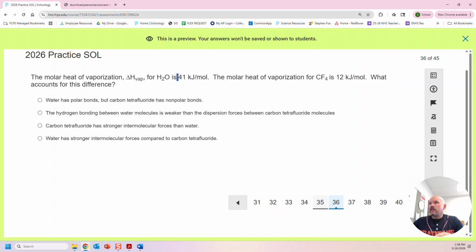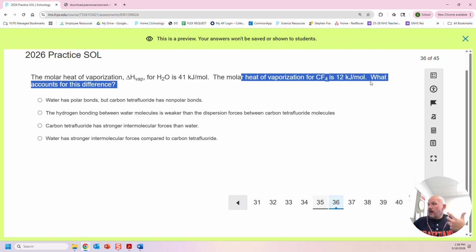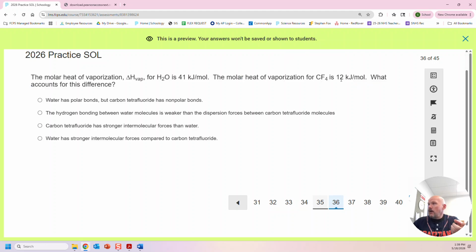It's telling you it takes 41 kilojoules of energy to vaporize 1 mole of water. That's what that measurement means for water. 41 kilojoules to vaporize 1 mole. Okay. Now here we have the same measurement, the molar heat of vaporization for another compound, and notice it's a lot lower. It only takes 12 kilojoules of energy to vaporize 1 mole of this, where it takes 41 kilojoules of energy to vaporize 1 mole of this.